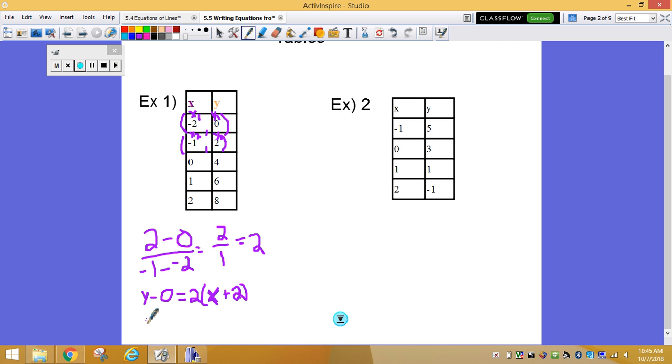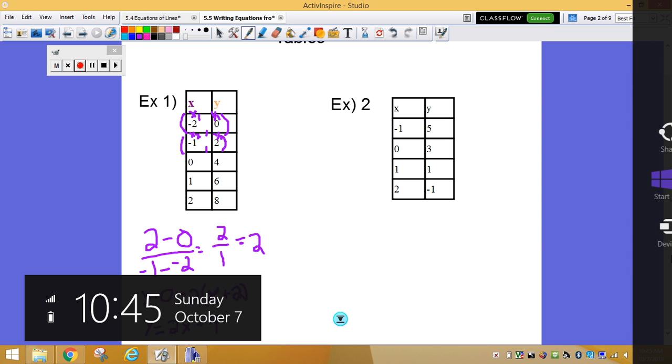Slope intercept, we're going to distribute. This minus 0 just goes away. So 2 times x is 2x. 2 times 2 is 4. So it's pretty easy if you understood the last lesson that we did. This is just doing the exact same thing. So I want you to pause it. I want you to try example 2. And then we will go through it.